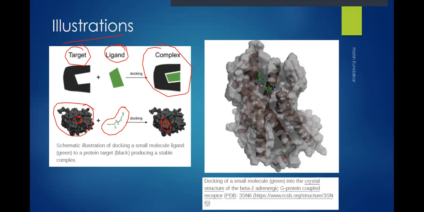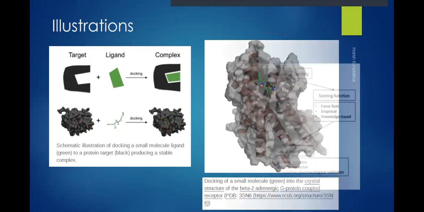Now this is the actual illustration of how a ligand binds to the protein. So this is the entire protein, and this is where the ligand is bound. That means this is the active site of the protein. This is actually an image that has been taken. This is a beta 2 adrenergic receptor, and it is a GPCR, G protein coupled receptor. And into this we have this small green colored ligand which has been docked.